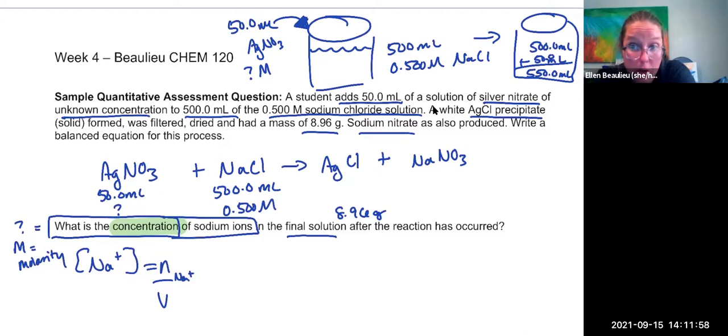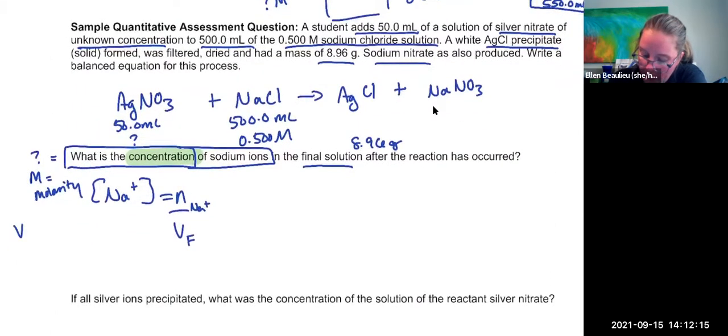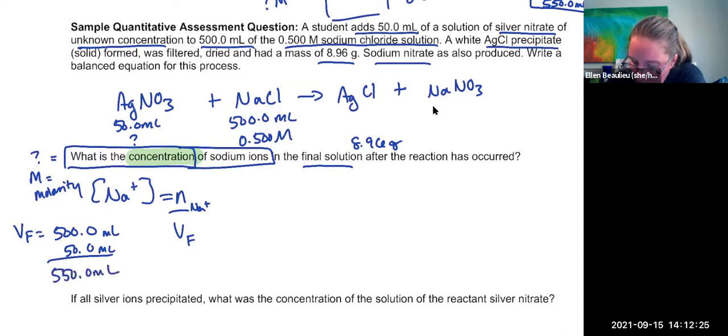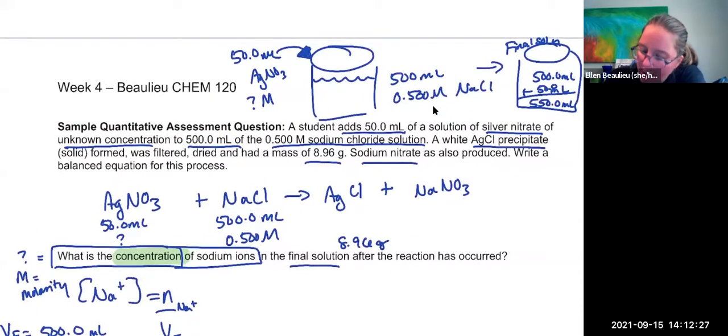I have a new volume in my second solution. This is my final solution. So when we think about calculating the molarity, that volume is important. In this case, it's the final volume. And we know the final volume to be the sum of those two volumes of solutions that were added. So 550 milliliters. Now, I know I have sodium ions and chloride ions in solution, and I'm adding silver nitrate.